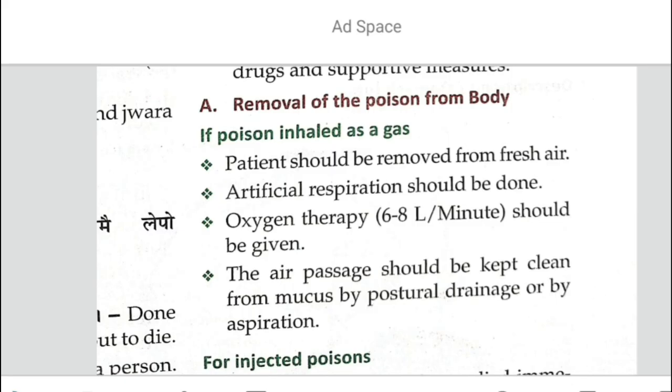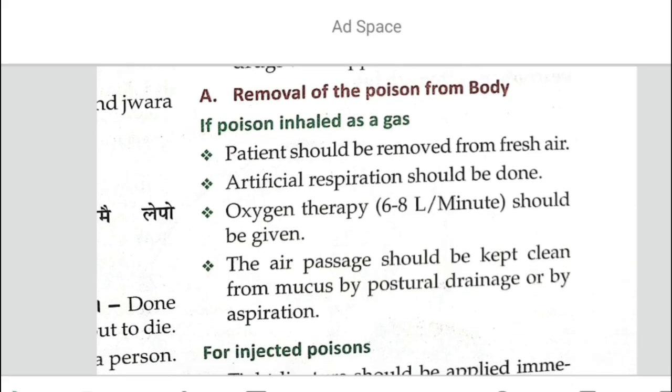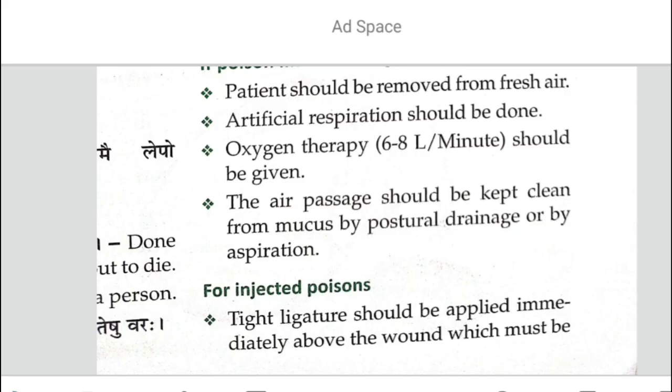Removal of poison from the body. If poison is inhaled as gas, then the patient should be removed to fresh air. Artificial respiration should be done. Oxygen therapy, that is 6 to 8 liters per minute, should be given. The air passage should be kept clean from mucus by postural drainage or by aspiration.